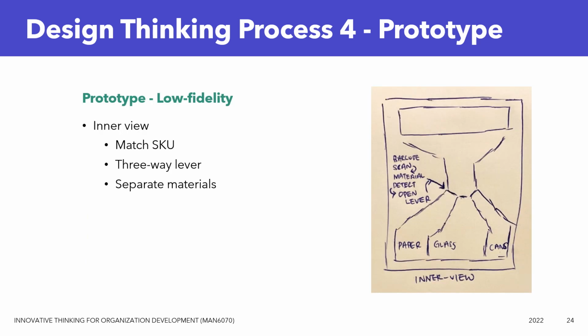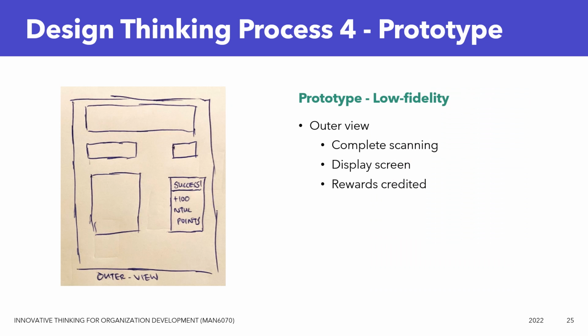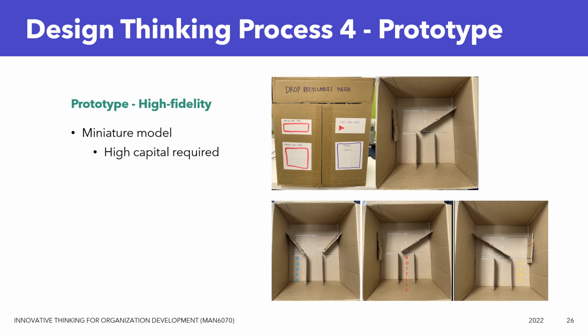Looking at the inner view of the recycling machine, as the user scans their products, the machine will use the barcode details to match the stock keeping units in its database, and a three-way lever will activate internally to direct the discarded products into its respective material compartment. When the user has completed scanning their returned products, the display screen outside will inform the user of the incentives credited to their account. Due to the high capital required to produce a physical prototype, I created a miniature model of the recycling machine to test out its feasibility.